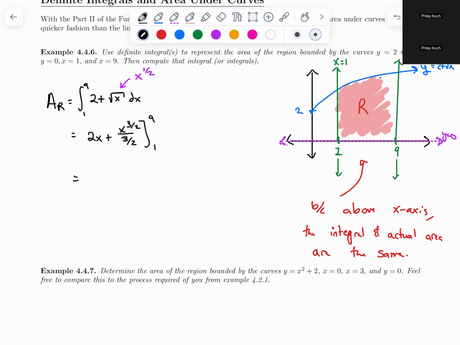So then this will be 2 times 9 plus 2/3 times 9 to the 3 halves, minus, in bigger parentheses, 2 times 1 plus 2/3 times 1 to the 3 halves. And that will equal 100/3.